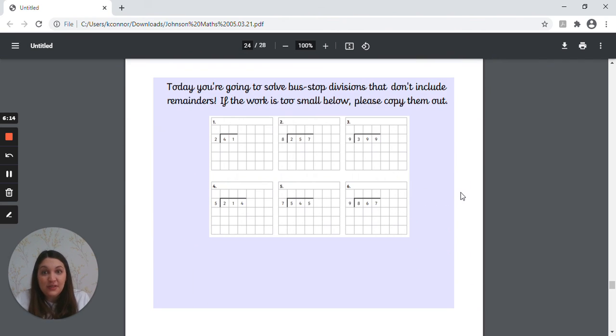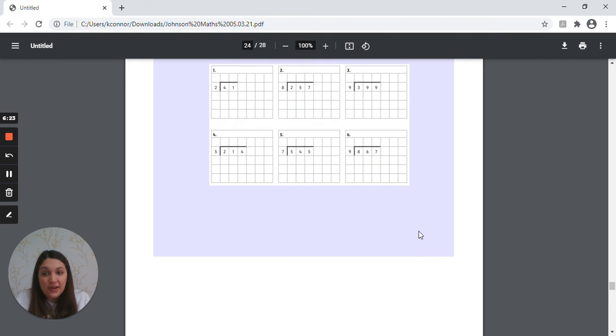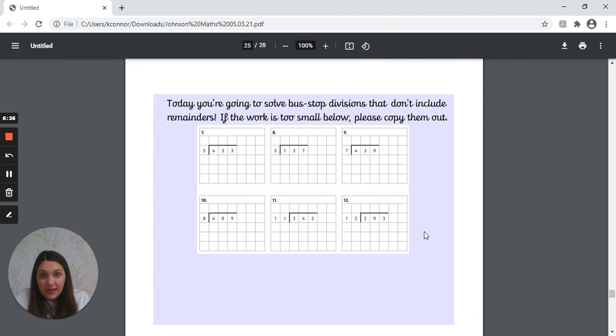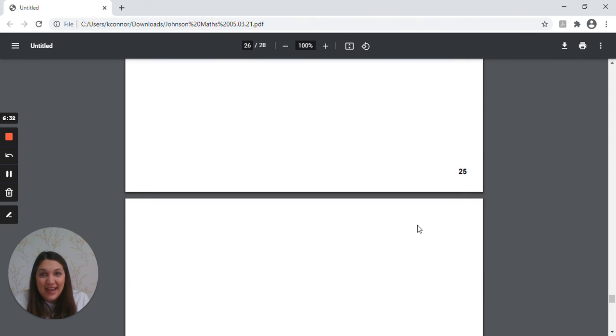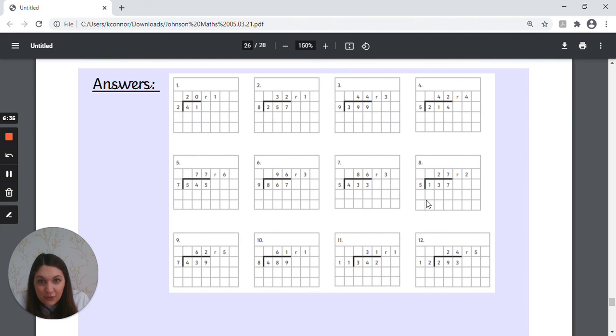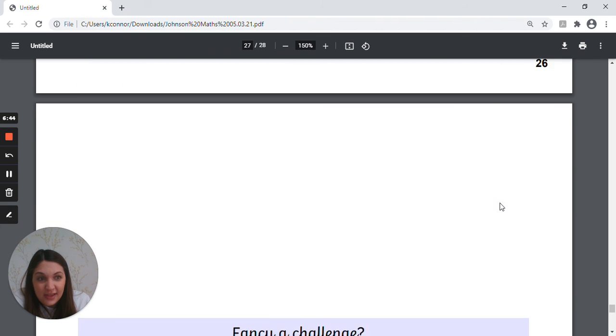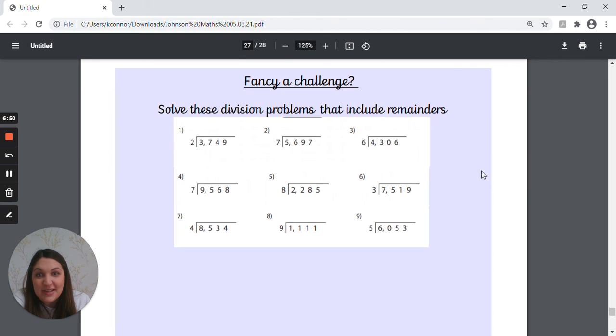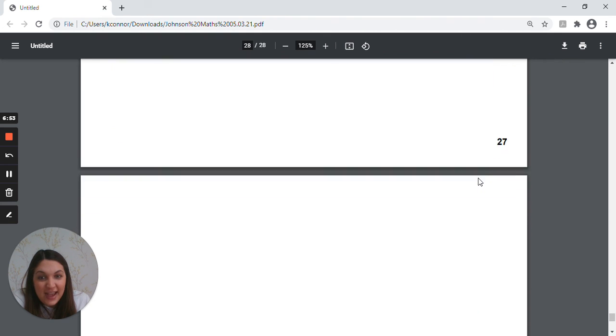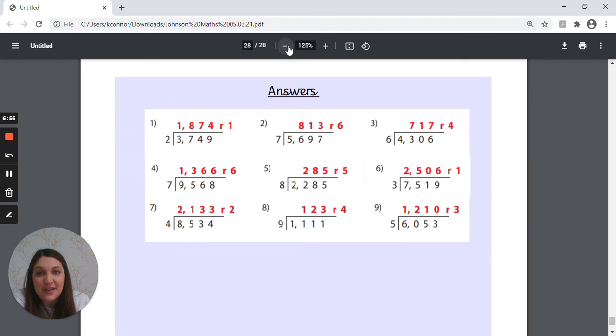Okay, so today you've got some bus stop divisions that don't include remainders on screen now. So you can copy them out if it's too small to see on the screen, but you can have a go. And then there's some more here. I think we've got 12 questions in total there to have a go at. And then the answers are underneath. They're quite small on screen, so you might prefer to load this up on the slides and have a look at them and mark them. And then there's a challenge at the bottom here with ones that do include remainders if you fancy a challenge. And again, the answers are underneath there for you when you've had a go.